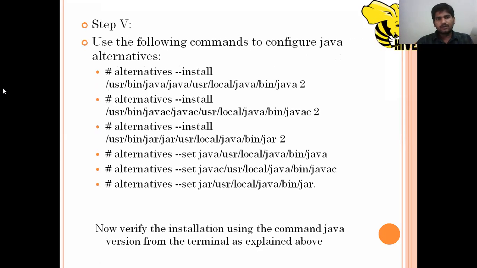Next, fifth step is what? The fifth step: use the following commands to configure Java alternatives. So how to install? One by one step process. We have to install the Java configuration files. We are going to use alternatives. So hash alternatives install. This is a total one line only, because of the size it goes to the next line, but it is the same line only.